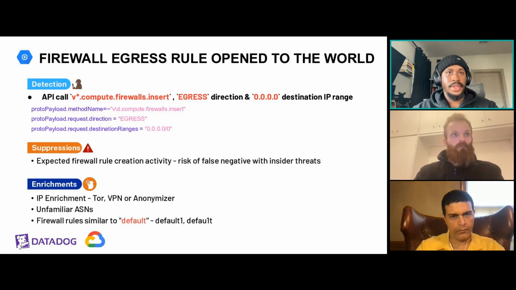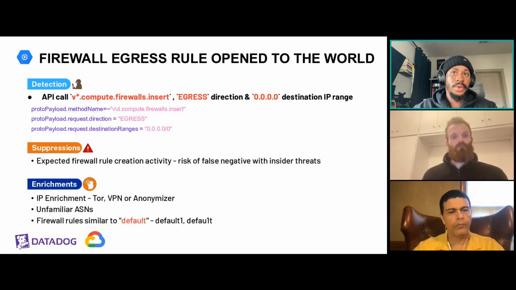Again, with this, you could expect actual legitimate firewall egress rule creation. So you also have to balance between what actually looks normal and what is actually malicious, and also factor in the possibilities of insider threats as well. So not every single time would it be an external threat actor. Some people might have access within your Google Cloud environment who are actually legitimate employees, and they're able to perform this activity. So being able to weigh the balance between what is a true positive and what is a false positive, and looking for that activity.